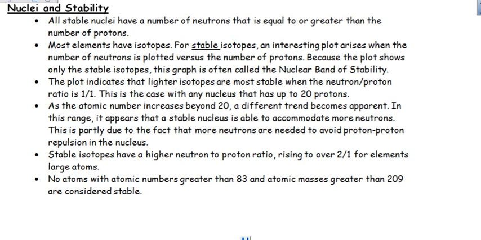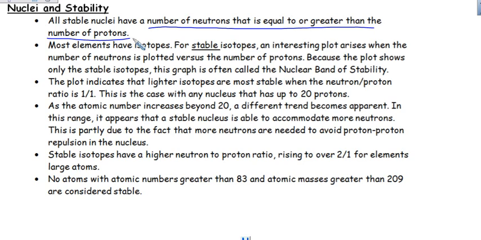In general, then, most stable nuclei have a number of neutrons equal to or greater than the number of protons. Okay, most stable nuclei. The number of neutrons is at least the same as the number of protons.